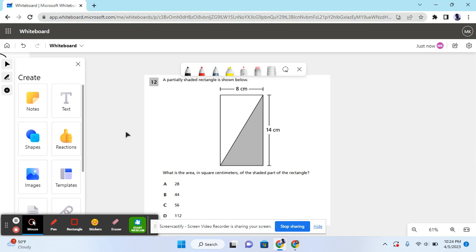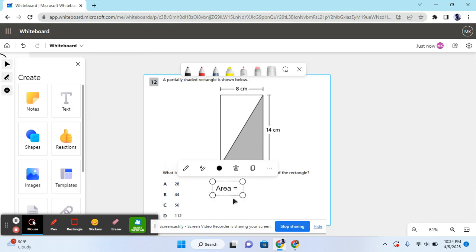So for number 12, we have a partially shaded rectangle shown below. What is the area in square centimeters of the shaded part of the rectangle? We can see that the shaded part of the rectangle is a triangle, and we need to find the area of it. So let's go to our conversion chart at the beginning of the state exam, and we have to find the formula, which they do give to us. The formula for the area of a triangle is area equals 1/2 base times height.